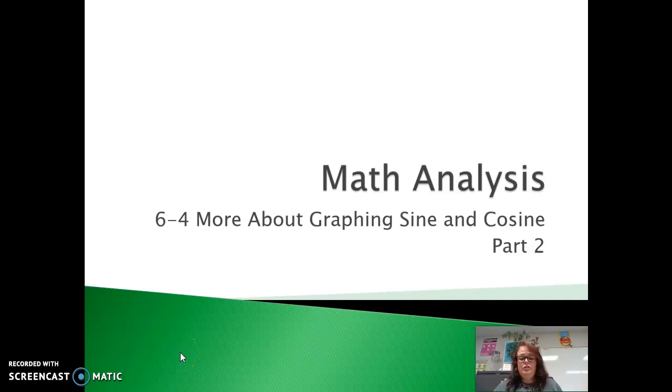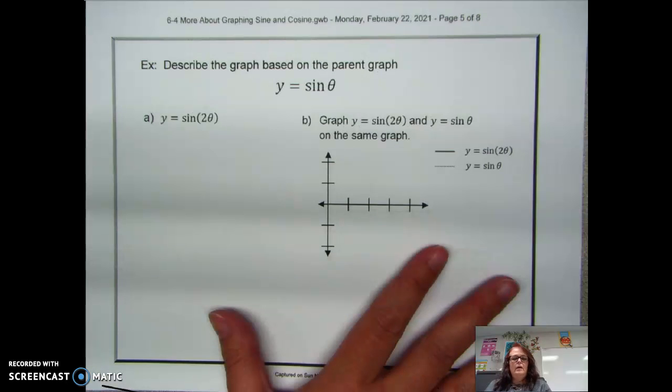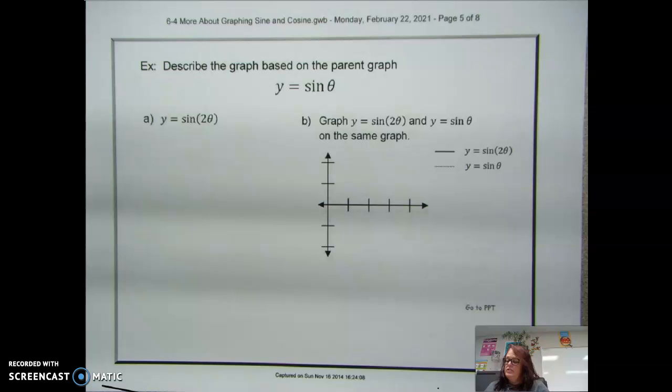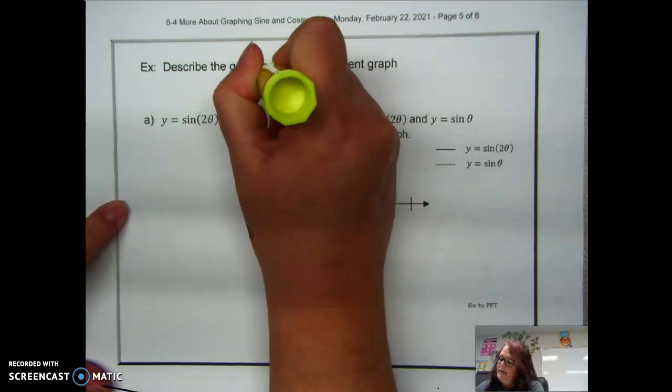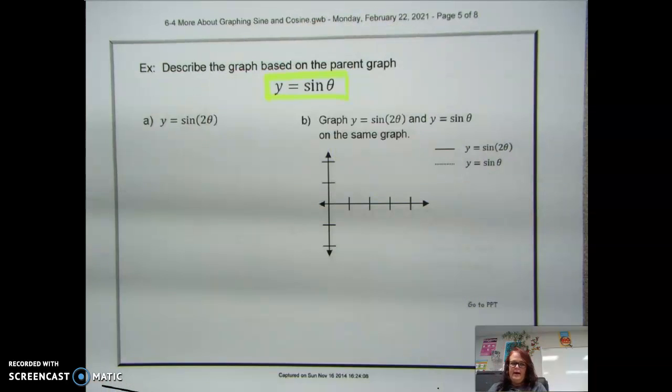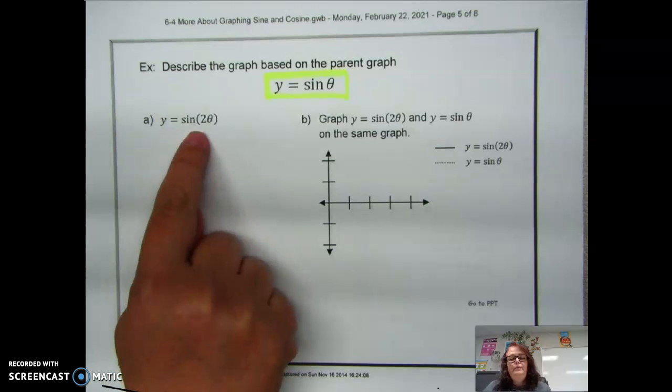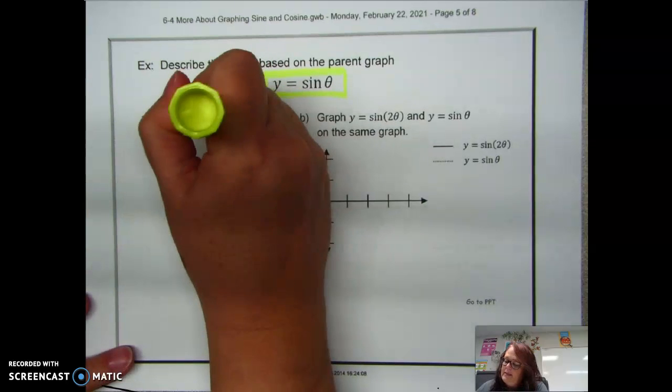Right, so in part 2, we're going to be continuing what we talked about in part 1, which is using sine and cosine from section 3 as parent graphs and what happens as we multiply by numbers inside the parentheses and outside the parentheses. All right, so again, we're dealing with y equals sine of theta as our parent graph. And what we're doing in this one is multiplying theta by 2.